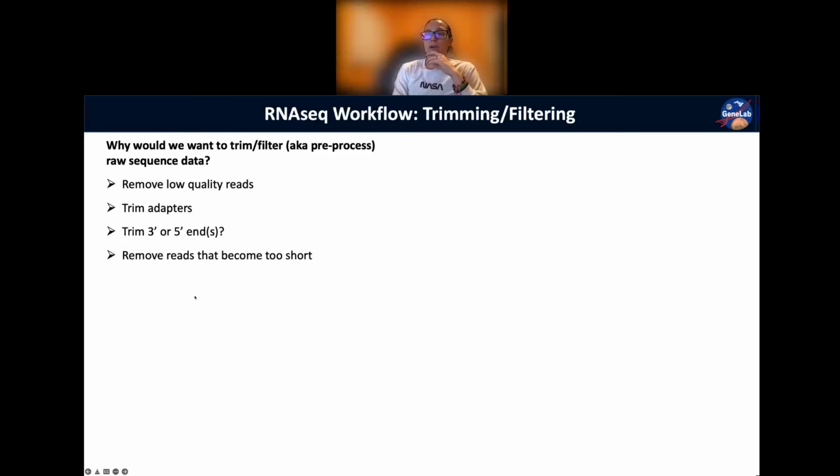And then of course, if your reads become too short, right? So if you start trimming your reads, and there's really poor quality, let's say for example, and you just want to keep on trimming, eventually your read will become really short. And what's wrong with really short reads when we want to map them back to the reference genome? Yeah, and maps to multiple locations.